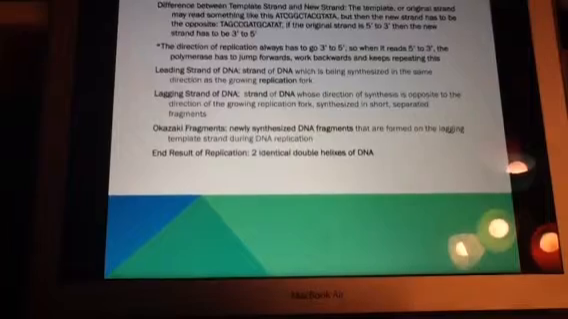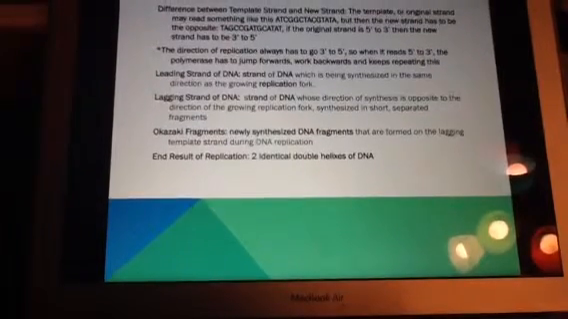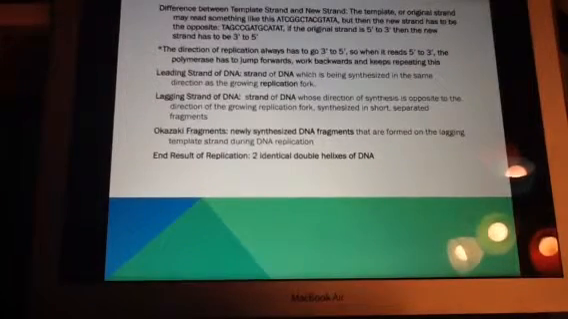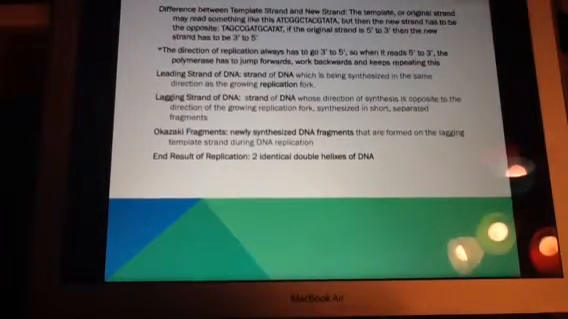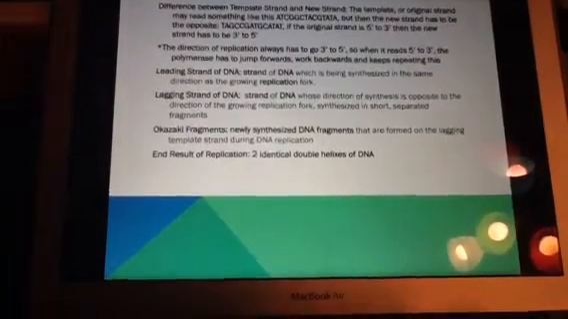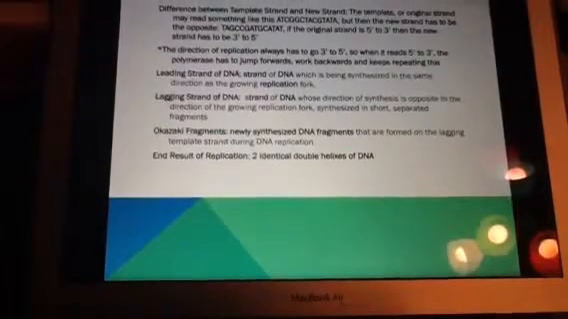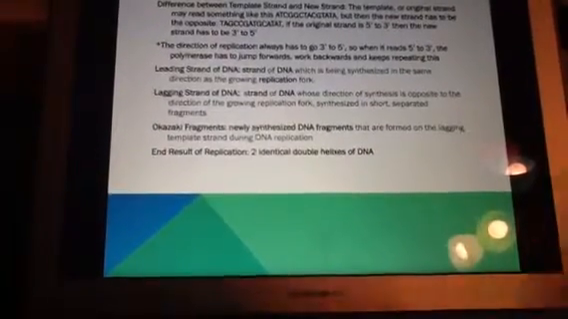And then the leading strand of DNA is the strand of DNA that's being synthesized in the same direction as the growing replication fork. The lagging strand of DNA is the strand of DNA whose direction of synthesis is opposite to the direction of the growing replication fork. So it is synthesized in short separated fragments, which basically is what I said. It jumps and then works backwards, jumps and works backwards.